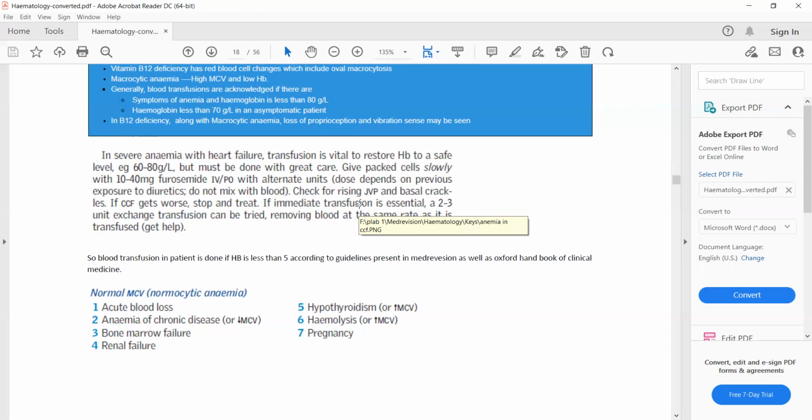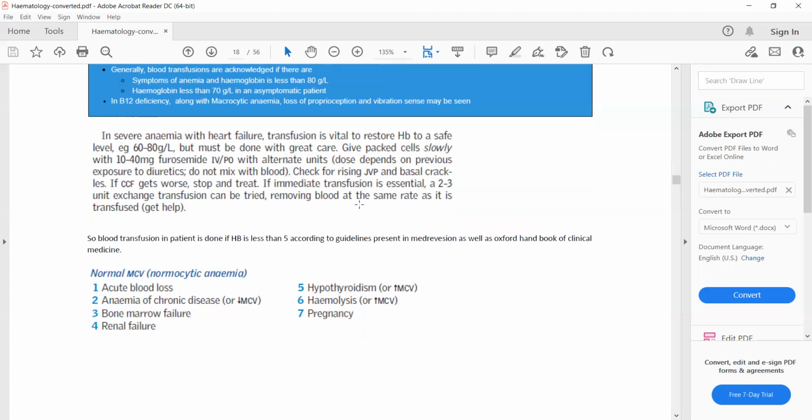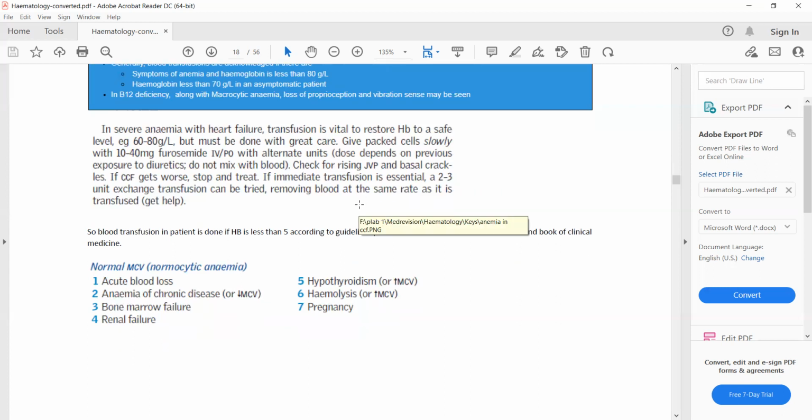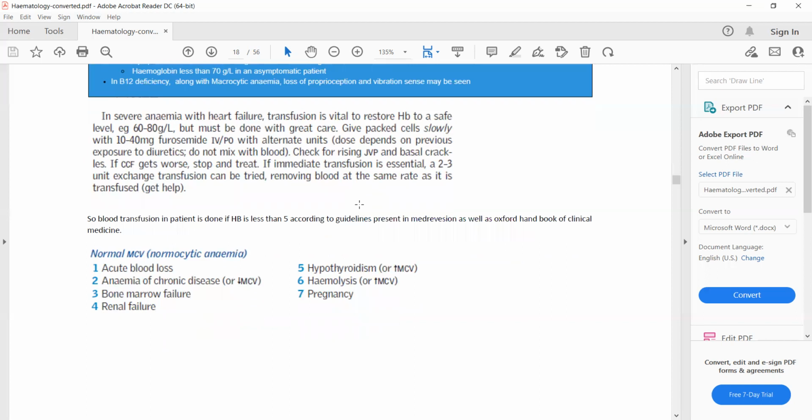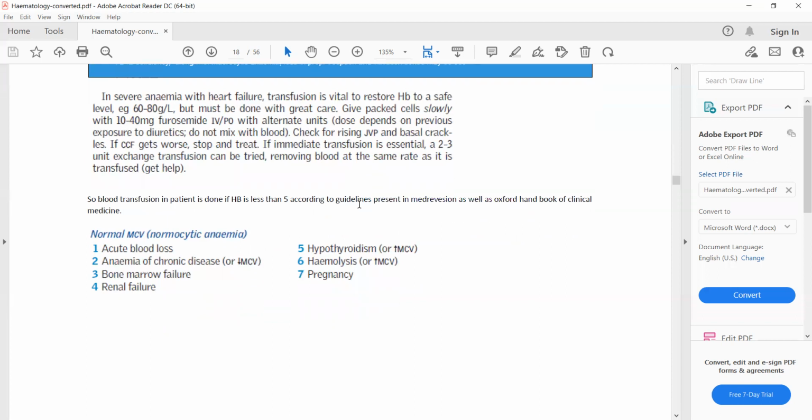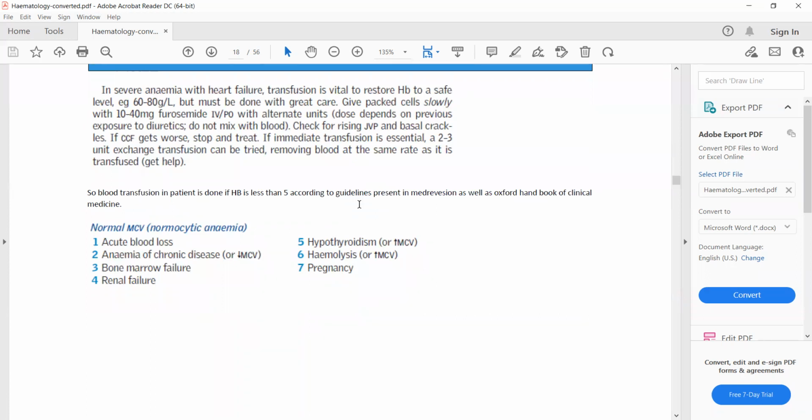Because sometimes in Plab 1 Keys, the guidelines are not updated. I don't know about the recent Plab 1 Keys, what is written in those. Everybody please confirm it and let me know in the WhatsApp group.